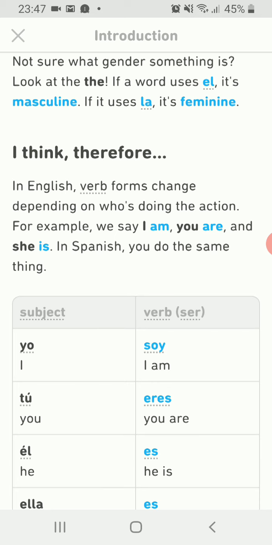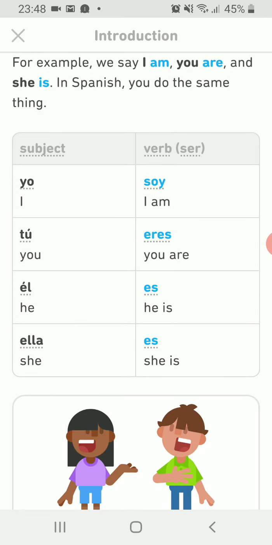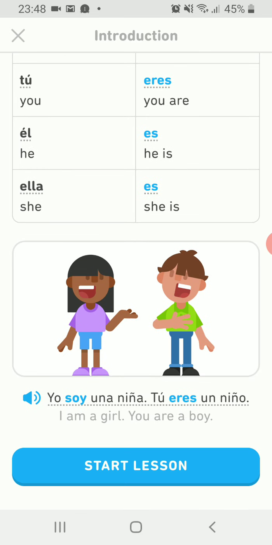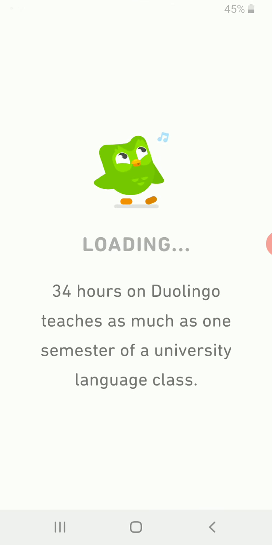In English, verb forms change depending on who's doing the action. For example, we say I am, you are, and she is. So conjugation, sorry. In Spanish, you do the same thing. Yo soy, tú eres, él, ella, es. Yo soy una niña, tú eres un niño. Alright, everything is clear. So let's get into the revision exercise.